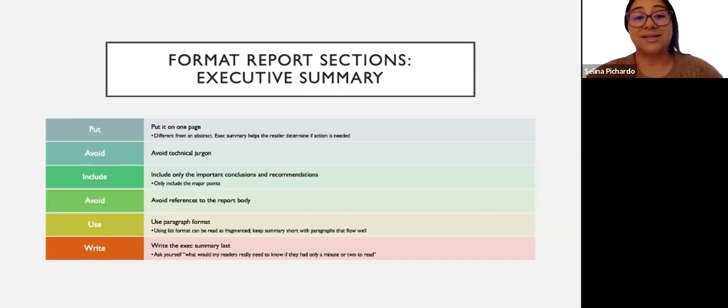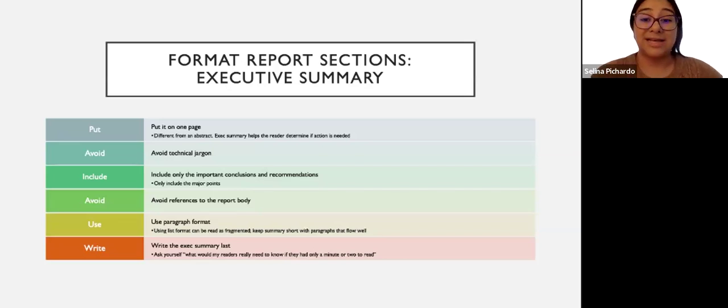Executive summary is considered a standalone section. This is where I said I feel like this can sometimes be combined with maybe the introduction. It's just going to depend. So you're going to put this on one page. It's different from an abstract. The executive summary helps the reader determine if an action is going to be needed, if there's going to be a decision at the end of this.